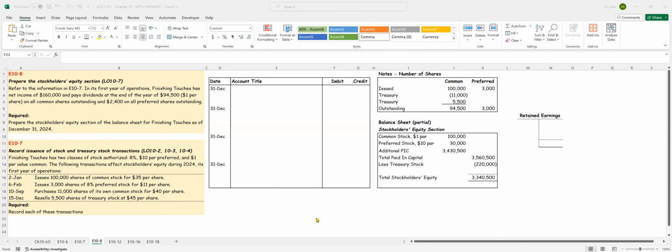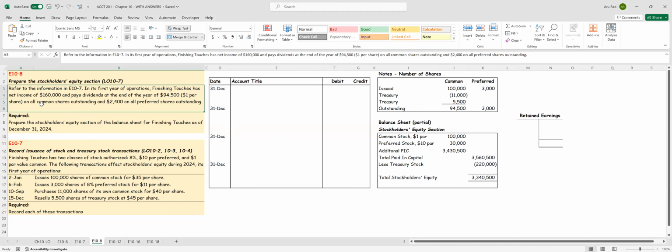Continuing on with our equity transactions, we're now looking at exercise 10-A, which builds on exercise 10-7. So in 10-7, we had issued common stock, preferred stock. We had purchased our stock back, that was treasury stock, and then we resold it. So that summary information I have over here. Let's move on and see what we have in exercise 10-A.